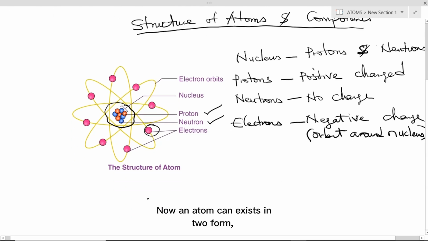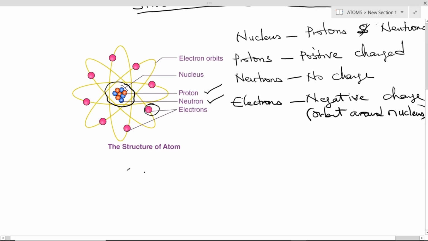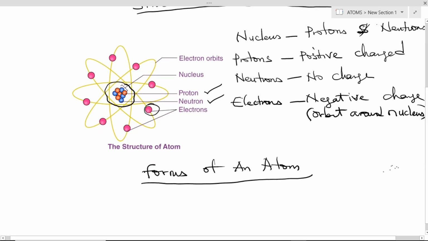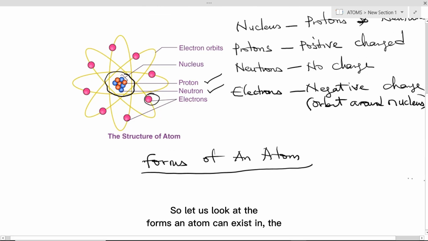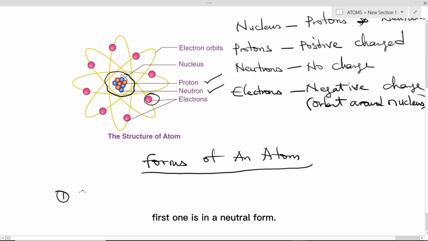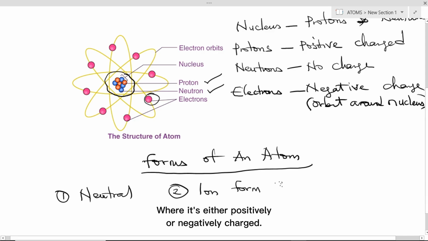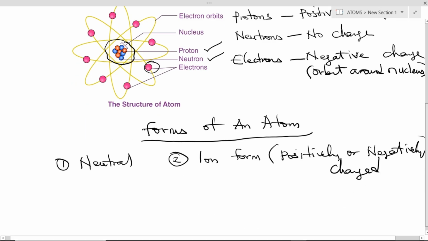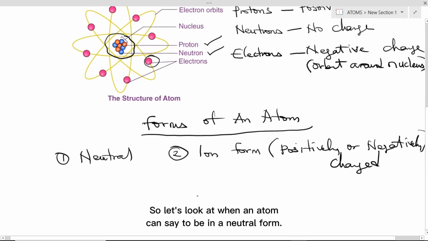Now, an atom can exist in two forms, in a neutral form and in an ion form. So let us look at the forms an atom can exist in. The first one is the neutral form. The second is the ion form, where it's either positively or negatively charged.